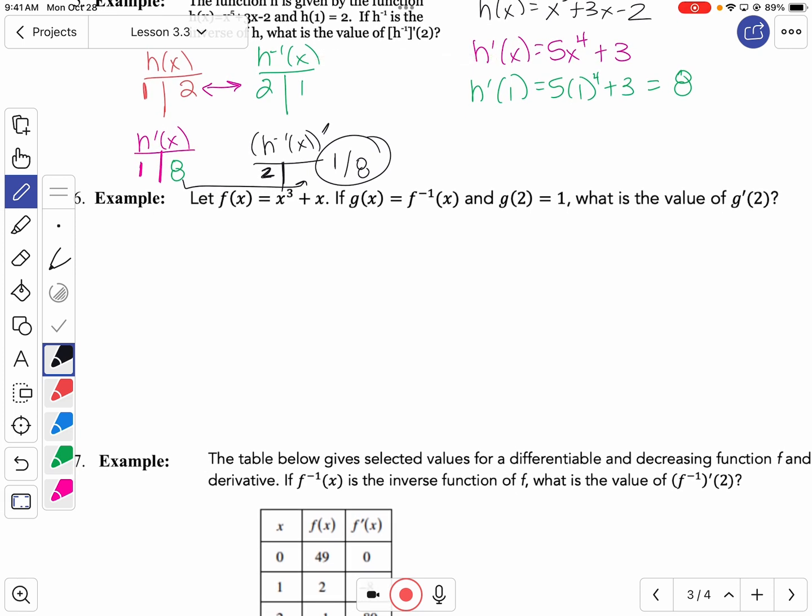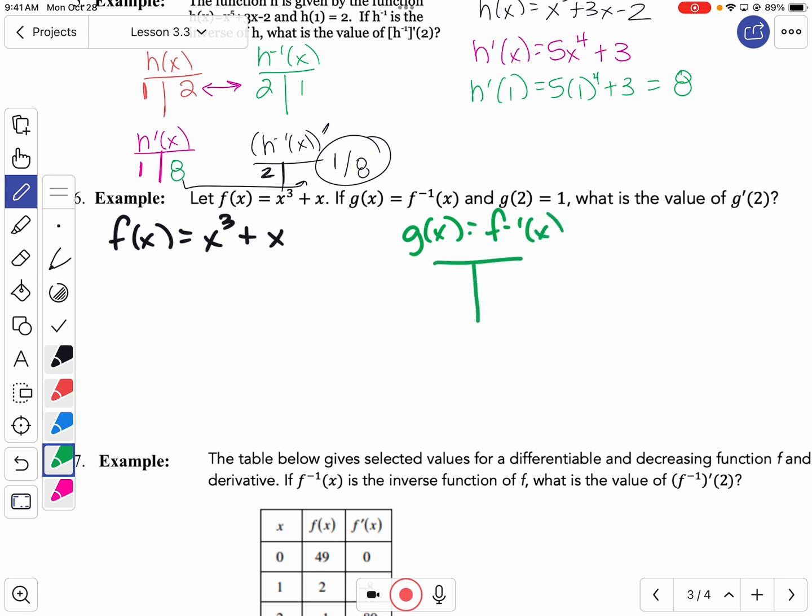Okay, so let's walk through it. They give me a function for f. I'm probably going to need it. Okay, more than likely I'm going to take a derivative of it at some point. Okay, they tell me that g of x is f inverse. That's good to know. Okay, and then they tell me that the point on g is 2, 1. What does that mean the point on f is going to be? 1, 2, good.